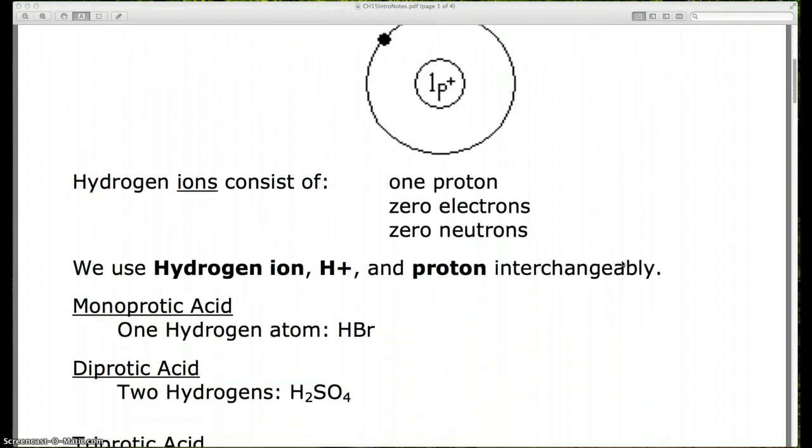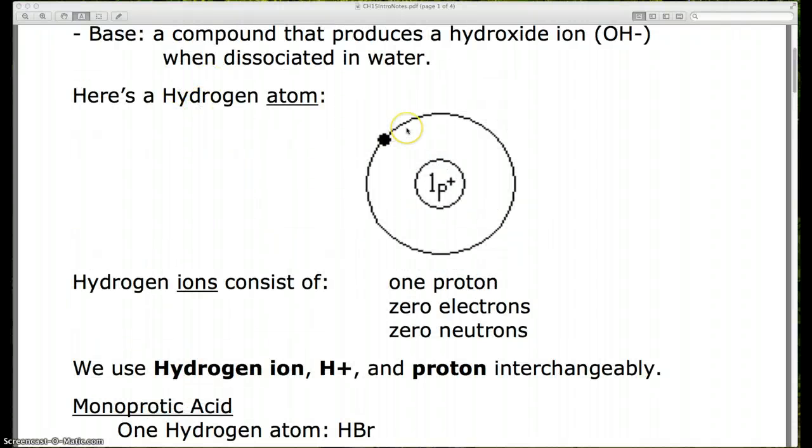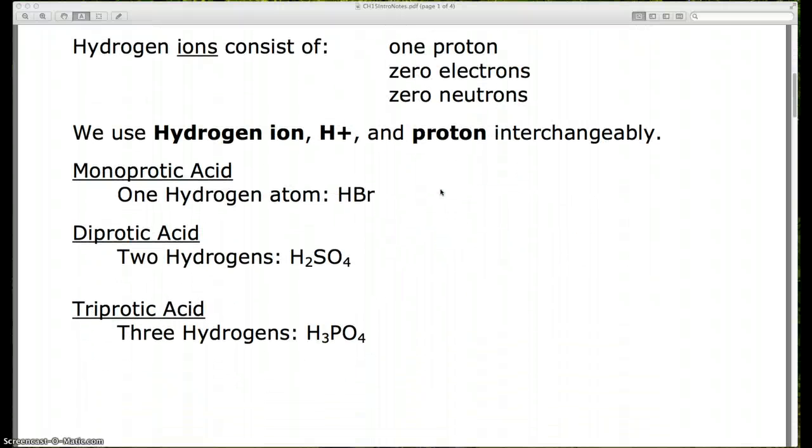I will let you read this stuff. It's pretty straightforward. Here's just a definition of a hydrogen ion. A hydrogen ion is a hydrogen atom with the electron removed. So here's the electron. If you remove that electron, the only thing left is a proton. It has no neutrons, and you removed its only electron, so the only thing left is a proton. So therefore we will use the word hydrogen ion, H+, and proton interchangeably because they all mean the same thing.